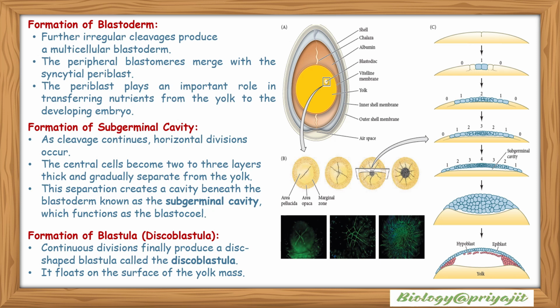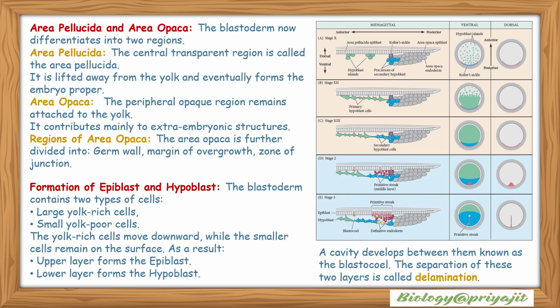Formation of subgerminal cavity. As cleavage continues, horizontal divisions occur. The central cells become 2 to 3 layers thick and gradually separate from the yolk. This separation creates a cavity beneath the blastoderm known as the subgerminal cavity, which functions as the blastocoel. Formation of blastula or discoblastula. Continuous division finally produces a disc-shaped blastula called the discoblastula. It floats on the surface of the yolk mass. This is the image showing the step-by-step process of the formation of blastoderm, hypoblast, epiblast, etc.